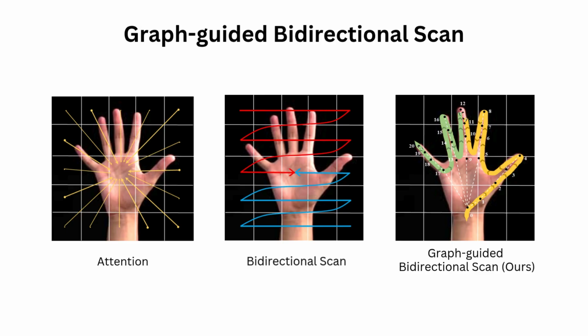The transformer's traditional attention operation requires calculating correlation among all tokens, which leads to ignoring the relations between different joints. In contrast, our graph-guided bidirectional scan captures the relation between fingers using a few tokens.